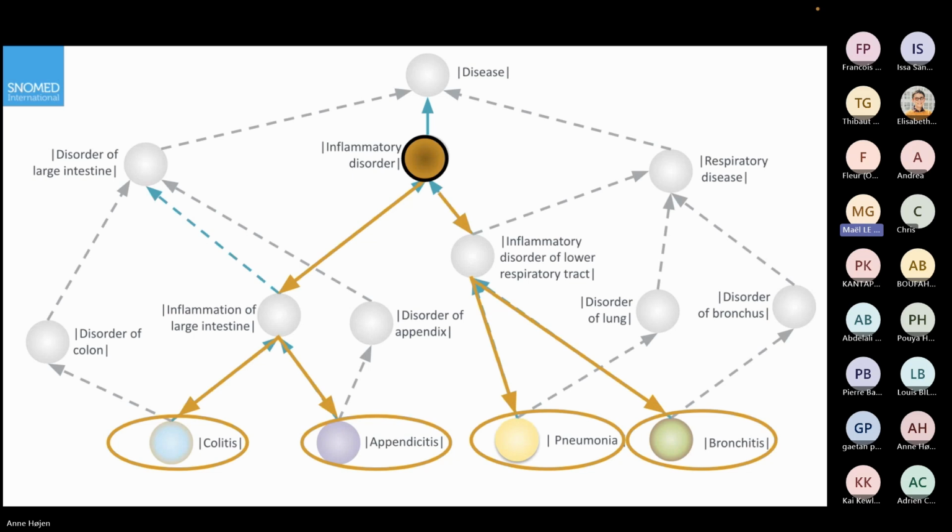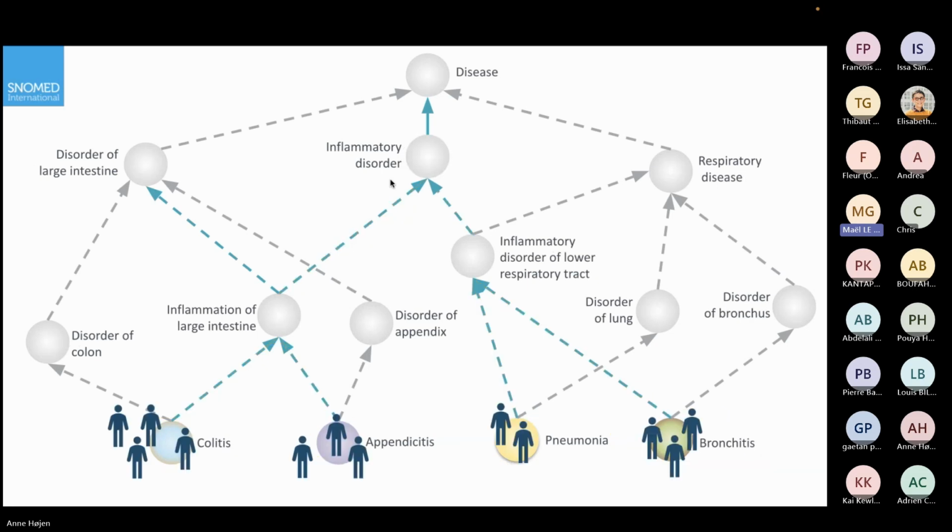And this is also the way that we can use these ISA relationships to identify common denominators. A common denominator for these four concepts is that they are all inflammatory disorders. And that's useful for data analytics.